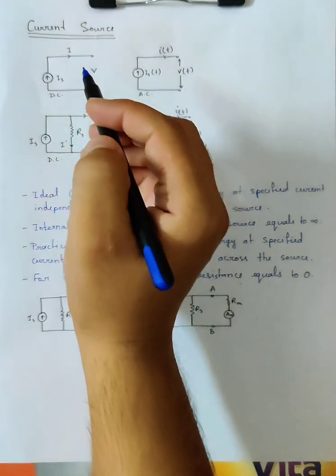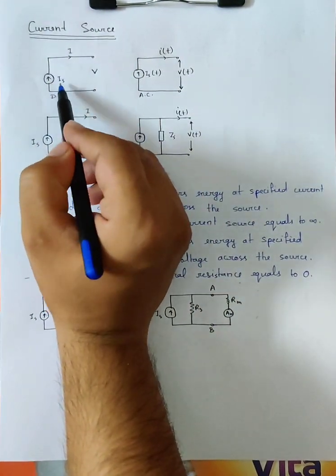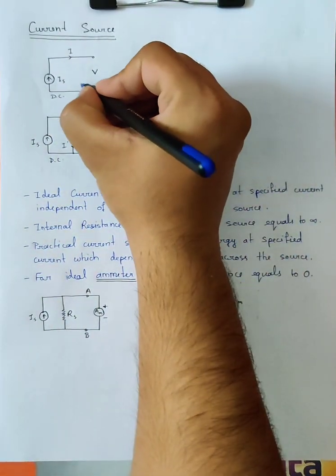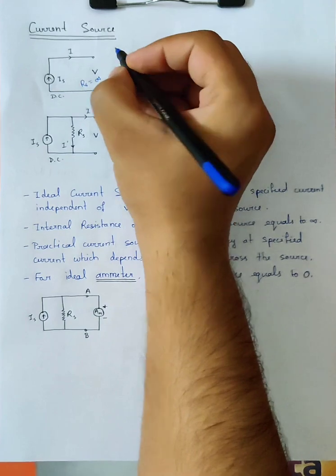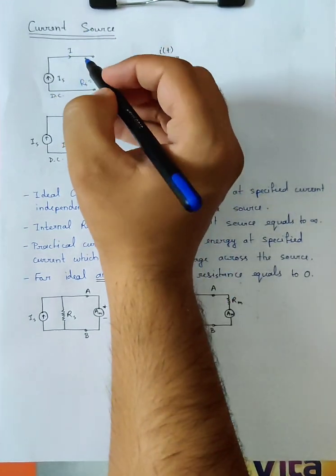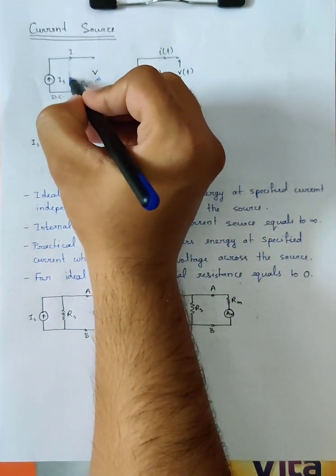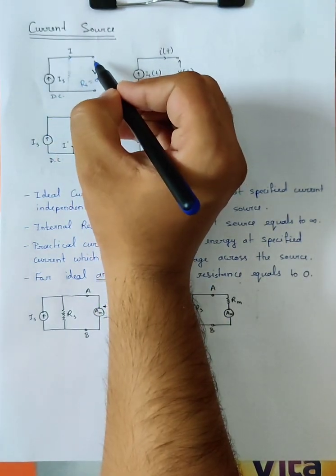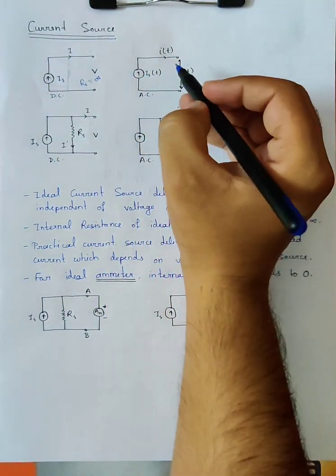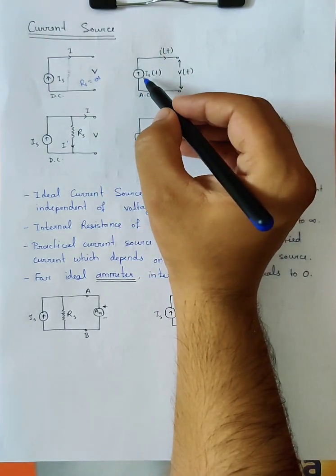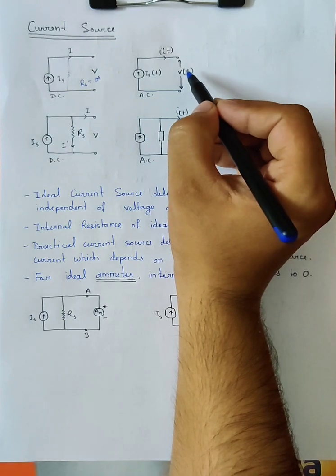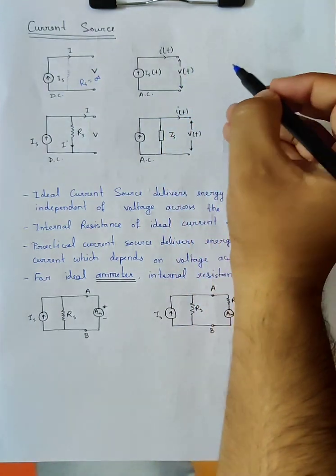We will discuss the current source now. Here is the current source IS with internal resistance RS equal to infinity in parallel, which is delivering the current I and the terminal voltage is V. This is for a DC circuit. For an AC circuit, the current source is IST, delivering current IT, and the voltage across the terminal is VT.